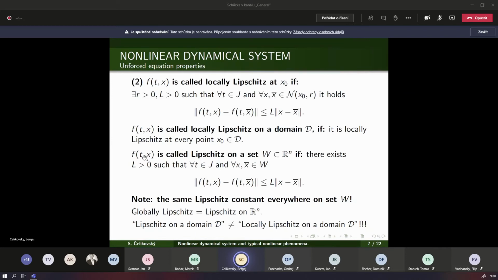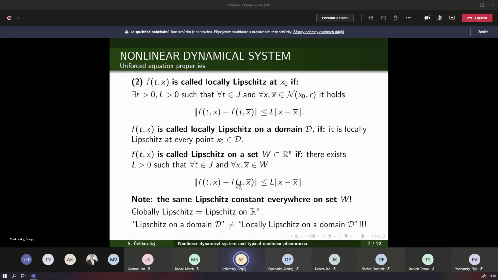So then much more interesting property is when it is called Lipschitz on some set V. And this means that we have not only local Lipschitz property on this set, but also this constant L can be taken unique for all points from the whole V. Because here, locally Lipschitz means that at every point x0, this constant L may be different, yeah? But here, constant L would be the same for all points from the whole set.